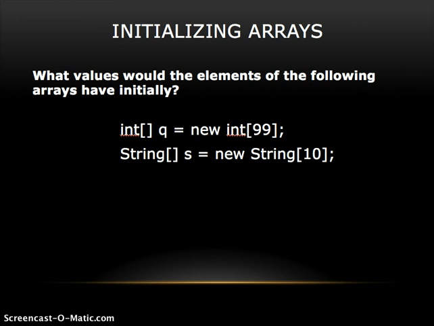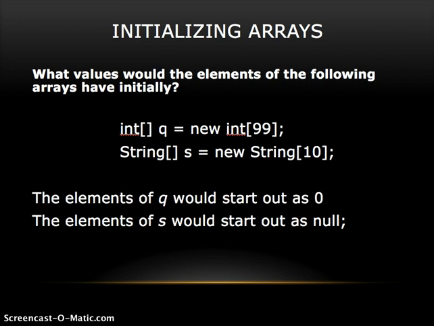What values would the elements of the following arrays have initially? The elements of Q would start out as 0, and the elements of S would start out as null.